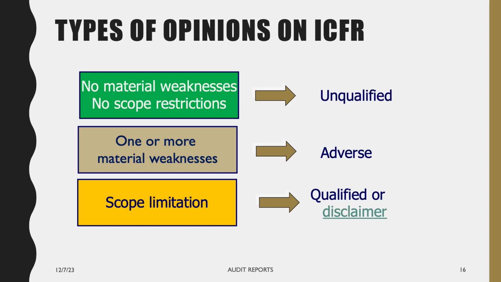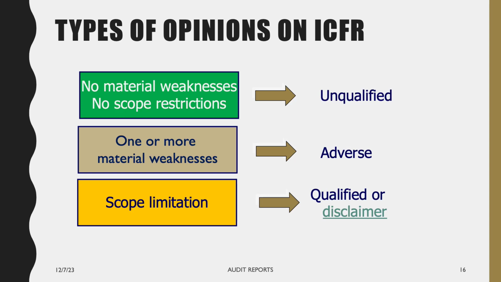A disclaimer of opinion on internal controls over financial reporting is issued when the auditor is unable to express an opinion due to significant limitations or restrictions in the scope of the audit, preventing them from obtaining sufficient and appropriate audit evidence. For example, the company's management imposes severe restrictions on the auditor's ability to assess critical information or documentation necessary to evaluate the effectiveness of internal controls. The limitations are so pervasive that the auditor cannot form an opinion on the overall effectiveness of internal controls over financial reporting.